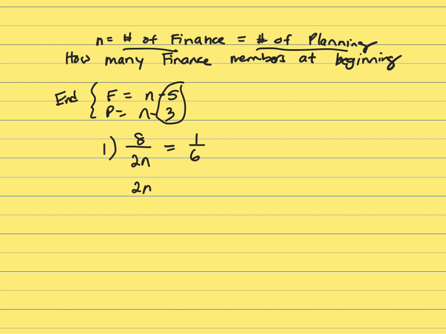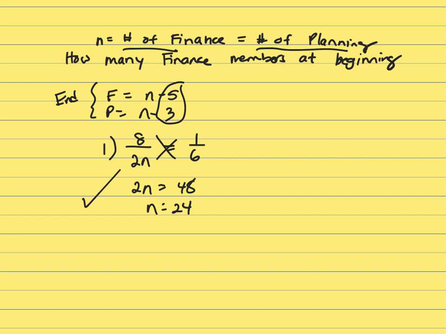So that's 2, I'm cross multiplying because you've got a fraction equal to a fraction. I've got 2N equal 48. Stop right there, save some time. It's going to give you N equals 24. So that tells you how many members the finance committee had at the beginning. Well, that's actually how many the planning had as well, but whatever.